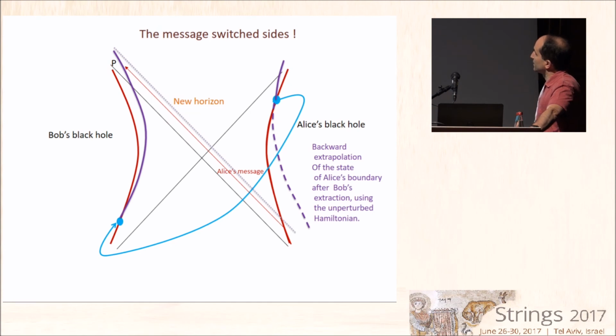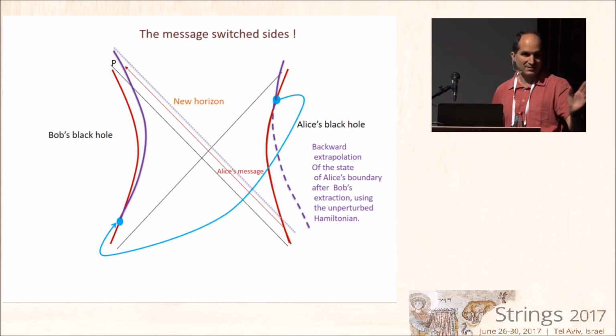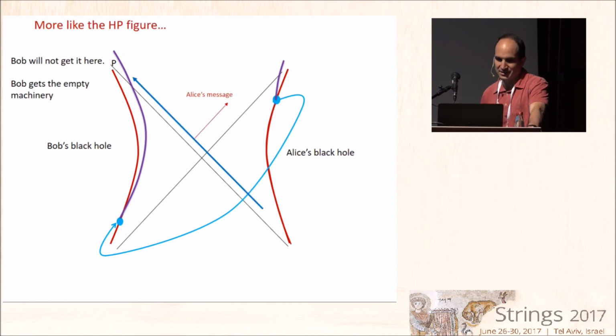Now, if Bob can get the message, then Alice, if she were to evolve the system backwards after this double trace interaction, would not get the message back. So Alice lost the message, and Bob got the message. The message is only in one position in the whole picture.